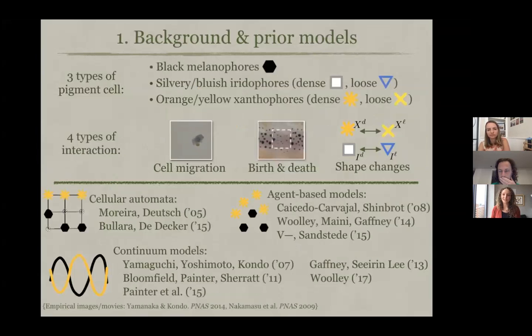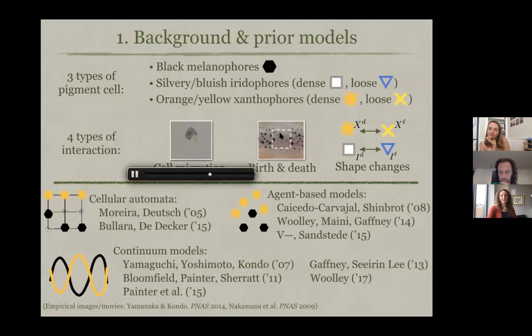Okay, so I'm just going to give you a taste of the biological background. What you need to know about zebrafish is that there are 3 main types of pigment cells on the fish skin. Once you take into account various subtypes, you end up with 5 types of cellular agents or actors. I'll just call them black, silver, blue, orange, and yellow cells.